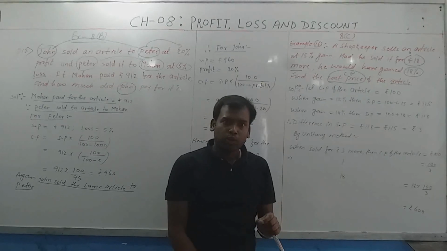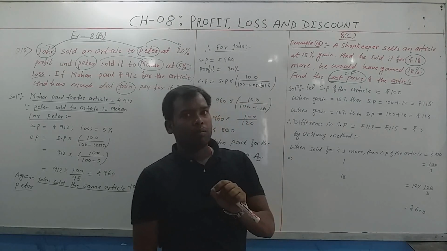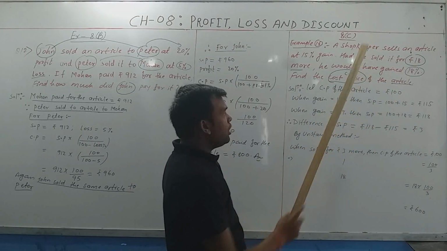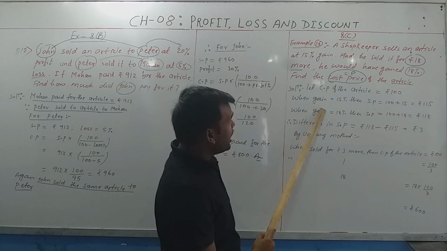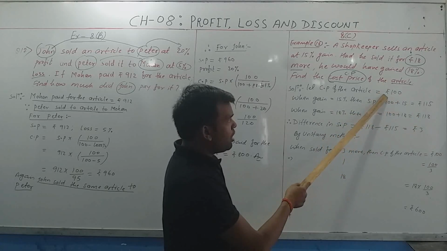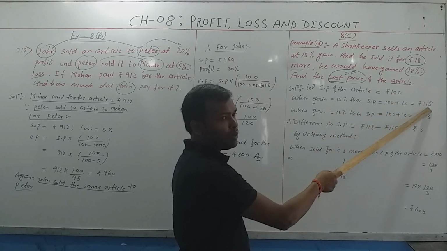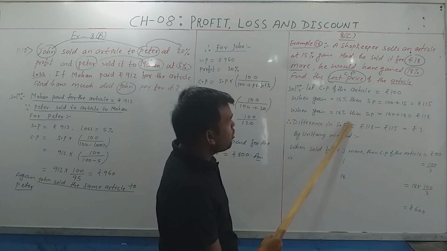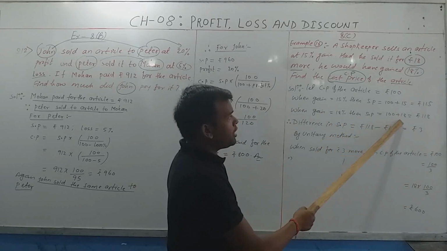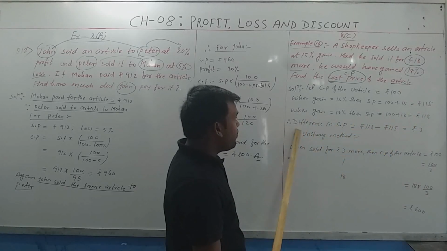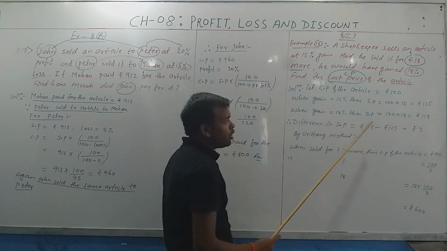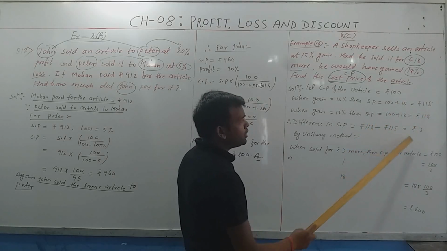So now suppose the cost price of the article is 100 rupees. When gain is equal to 15%, then SP is equal to 100 plus 15, which is 115 rupees. Similarly, when gain is equal to 18%, SP will be 100 plus 18, which is 118. So the difference in SP, the selling price, is 118 minus 115, which is rupees 3.